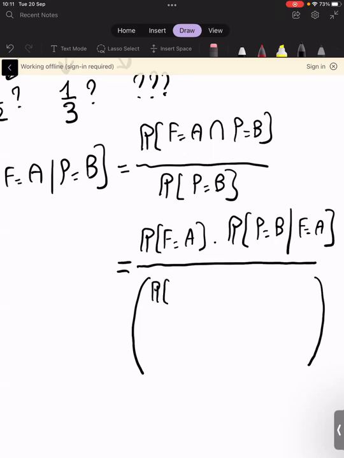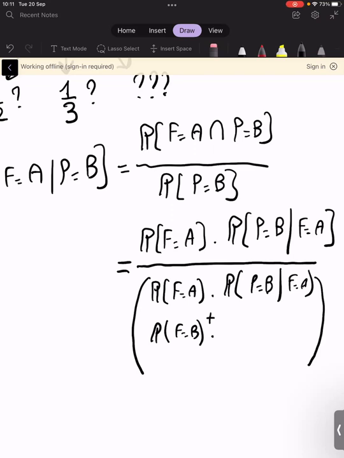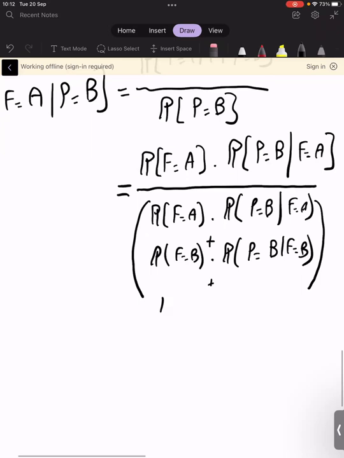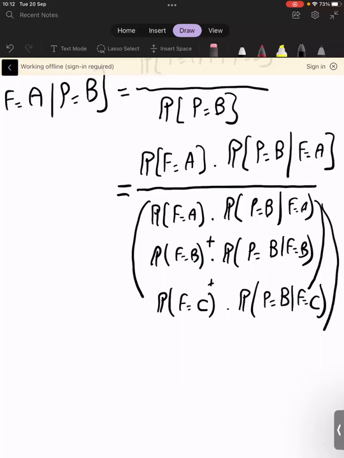And then I arrive at: the Ferrari is in A times the presenter opens B if the Ferrari is in A, plus the Ferrari is in B times the probability that the presenter opens B if the Ferrari is in B, plus the probability that the Ferrari is in C times the probability that the presenter opens still B if the Ferrari is in C. Okay. Does everybody agree with this elementary calculation? Or does somebody have doubts about what I did quickly?